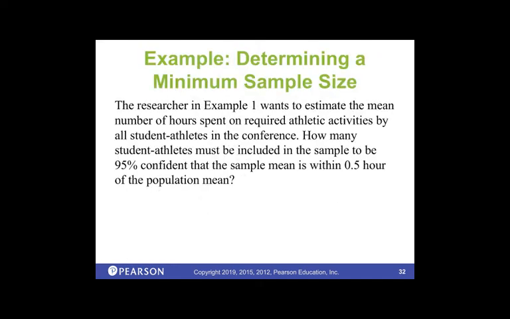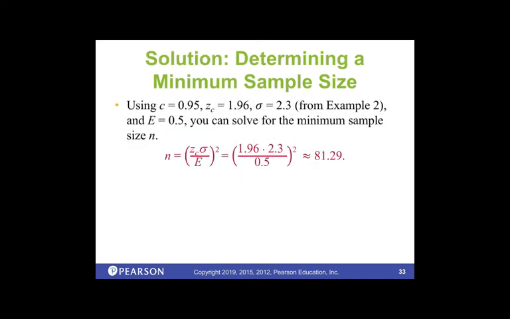So it says the researcher in example 1 wants to estimate the average number of hours spent on required athletic activities by all student athletes. How many student athletes must be included in the sample in order for there to be 95% confidence that the sample average is within 0.5 hours of the population mean? So we want a 95% confidence level, which means our critical z score is going to be 1.96, with a population standard deviation of 2.3 and a margin of error of 0.5.